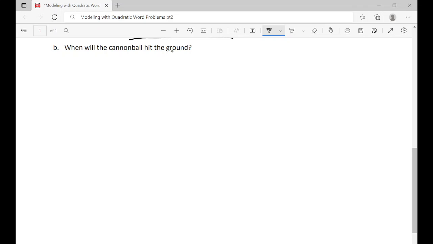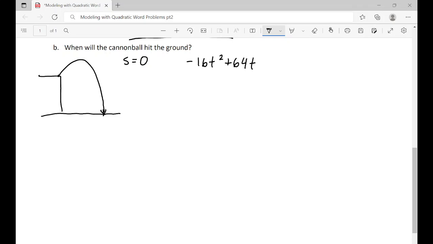Next, when will the cannonball hit the ground? So if we have this cannonball being shot up and down, when it hits the ground is what we want to know. So when it hits the ground, we can say that its height off the ground is 0 feet. So s is going to equal 0. So when we just take our s value that we got and plug it into our equation, we're going to see how to solve it. So negative 16t squared plus 64t plus 260 equals 0.